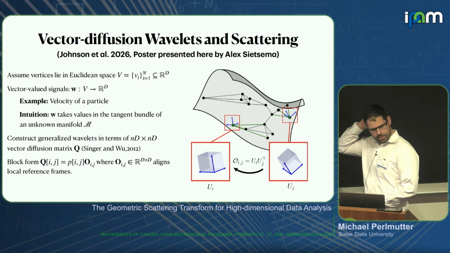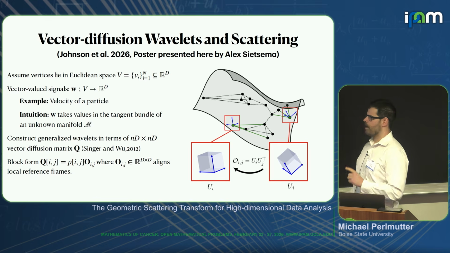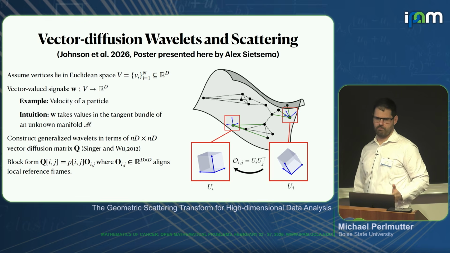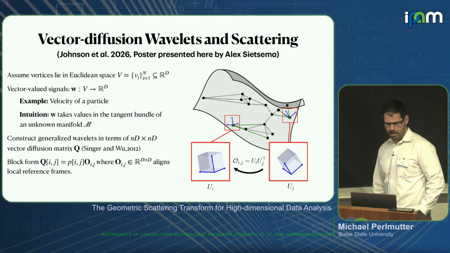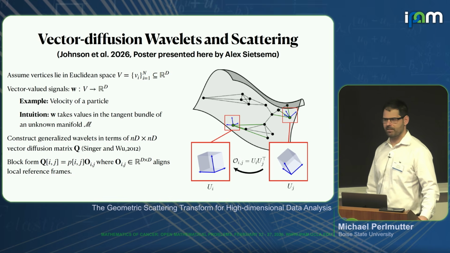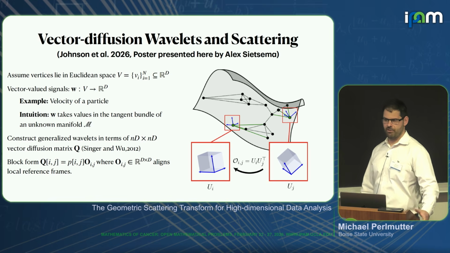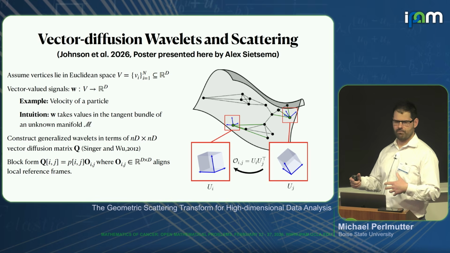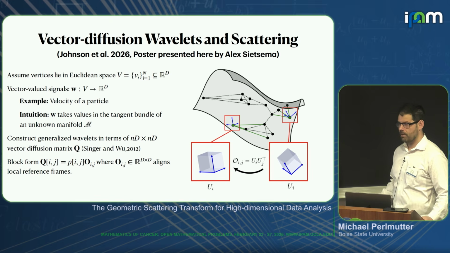Earlier this week, I saw there was a poster presented by Alex about extending to this where, rather than having functions from the vertices to the reals, you have vertices to some vector space, which we're going to assume lies in the tangent bundle of the underlying manifold, which we're going to pretend exists. And essentially, this theory can be adapted there based on adapting techniques from vector diffusion maps by Singer and Wu, where you take a block matrix, which allows for translations in local reference frames based off of a local PCA.